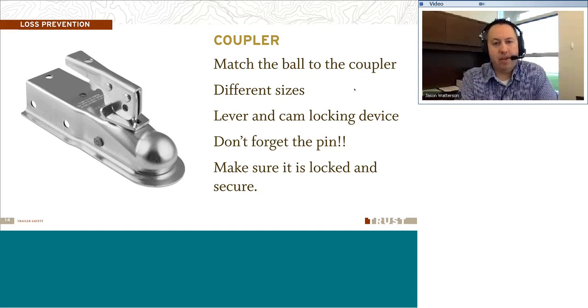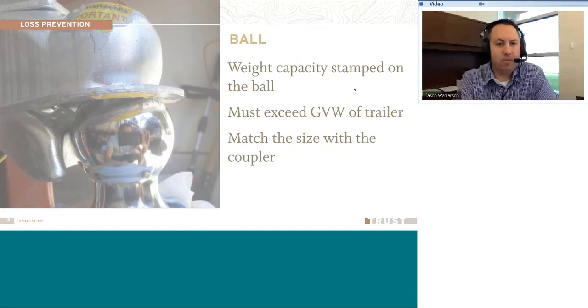They have a lever and cam locking device which locks down. So when you put that coupler on top of that ball, make sure that that locks down and make sure that it's secure. And don't forget to put that pin in. Make sure that pin is in there. Make sure it's secure and in place so that your trailer is connected properly. Okay. Before you take off, make sure that's all set to go.